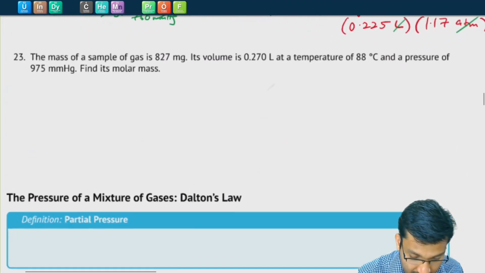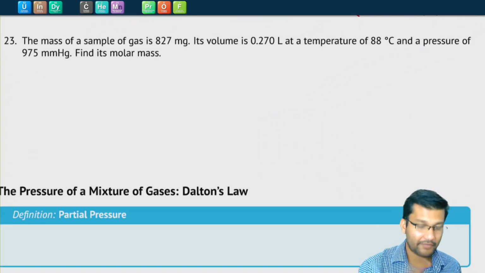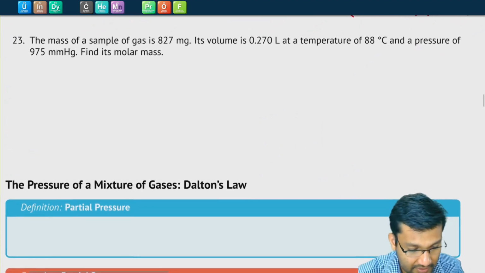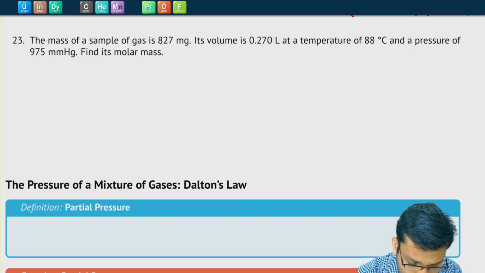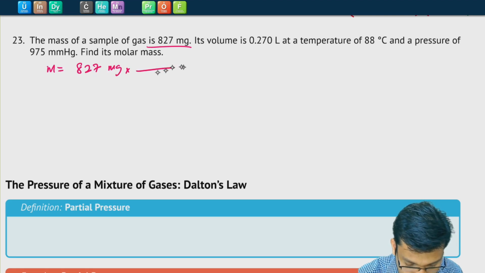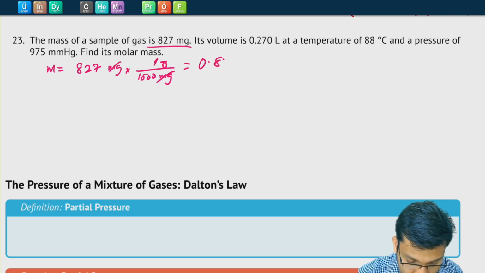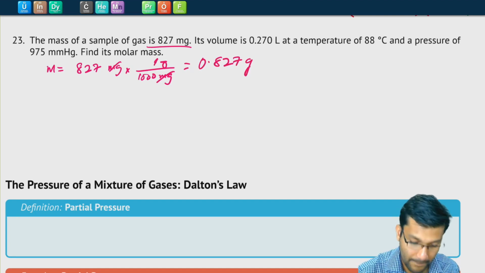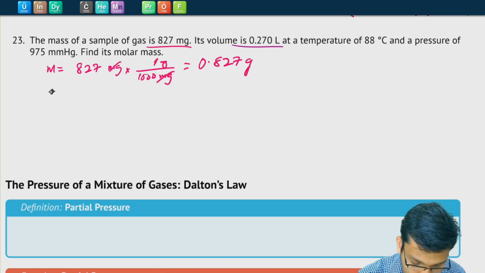All right, let's try another one. Number 23. If again you haven't done it yet, please pause the video and do so first. So it's a similar question. They give us a mass, but in milligrams. We know that for molar masses, we need masses in grams, right? So 827 milligrams. So that means we just convert this to grams. 1,000 milligrams is a gram, so this would give us 0.827 grams. All right, they give us the volume, so there we go, 0.270 liters.